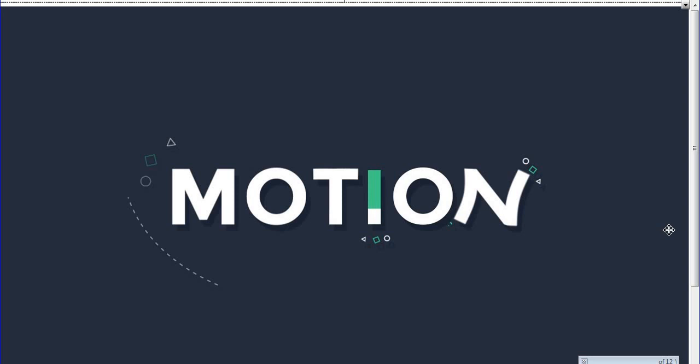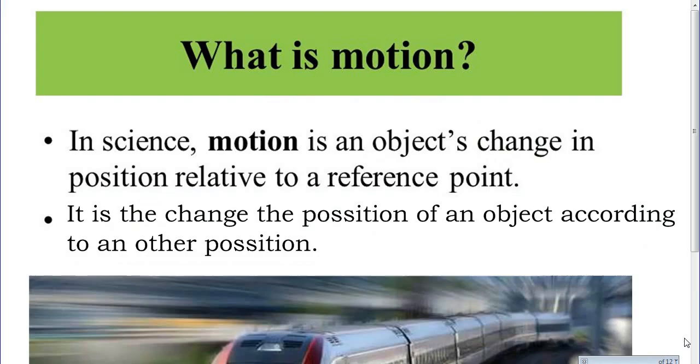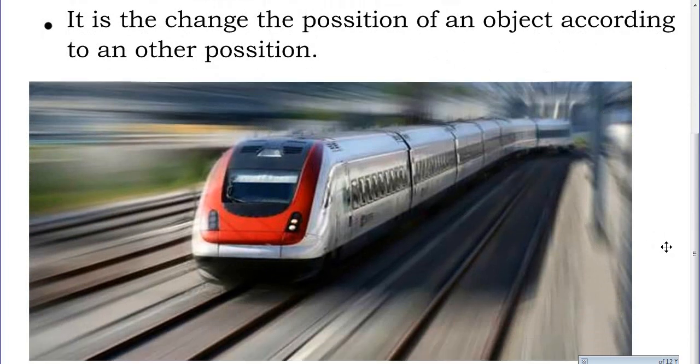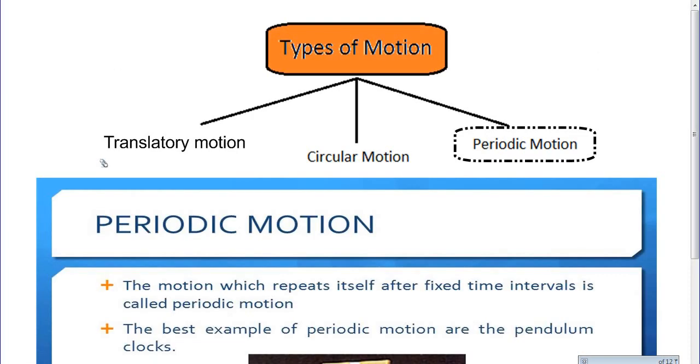Today we'll start to study the second term, which talks about motion and its types. Firstly, let's remember the meaning of motion. What is motion? Motion in science is an object's change in position relative to a reference point, or it is the change of position of an object according to another position. This is the meaning of motion. But there are many types of motion.